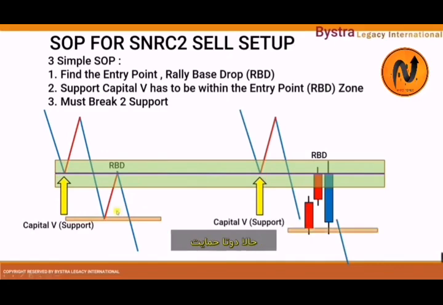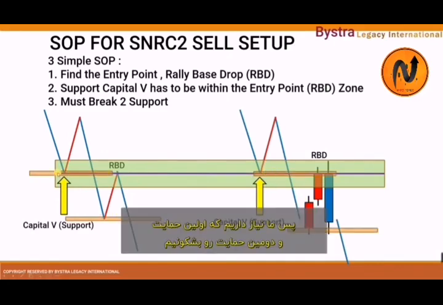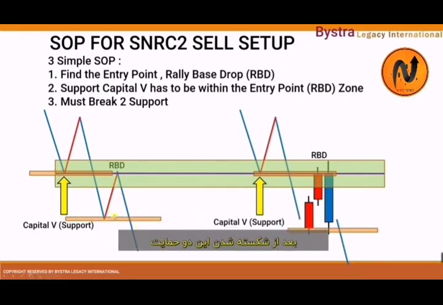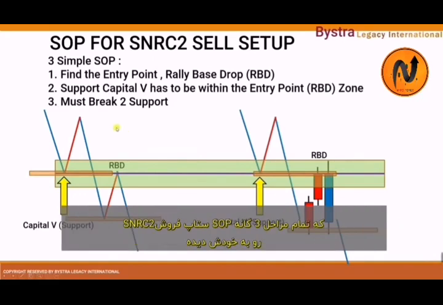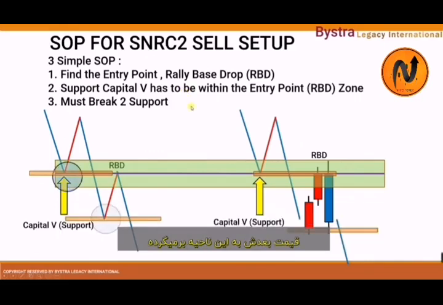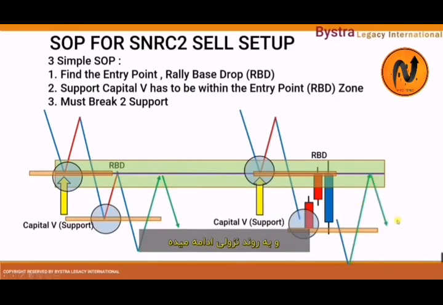So two supports, first support, second support. Okay, so we need to break the first support and the second support. After breaking these two supports, only then is it considered a fully valid SNRC2 sell setup, which means it met all three SOPs for the SNRC2 sell setup. Price would then come back to this area and continue on the downtrend.